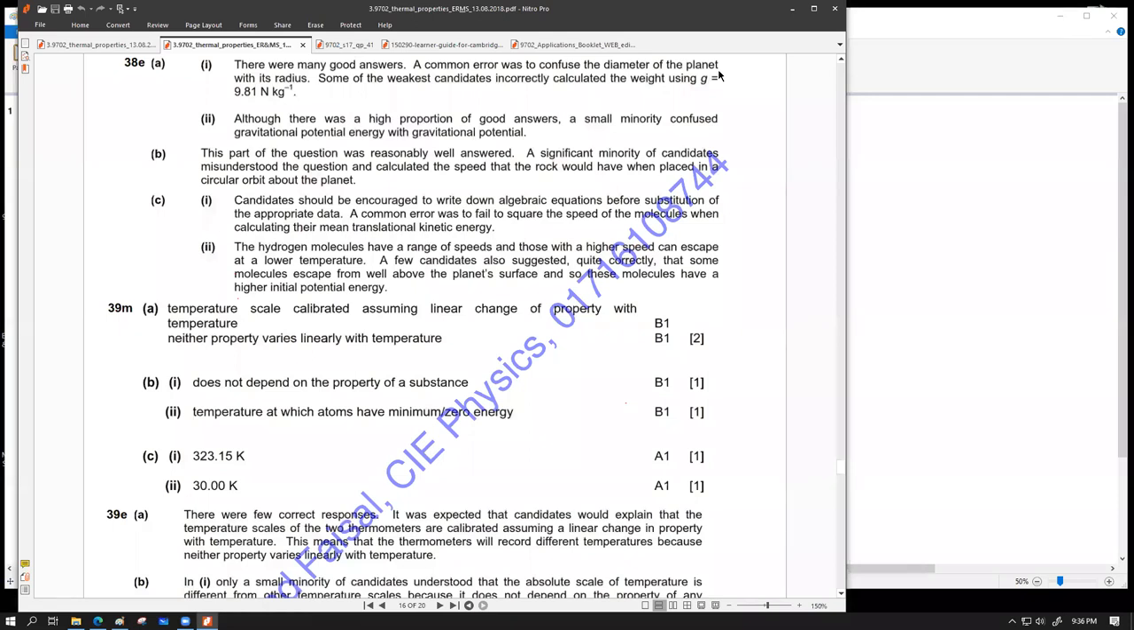Now, what material should you choose? What material should you choose?